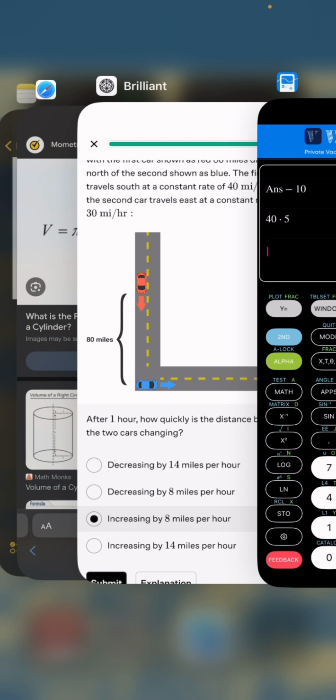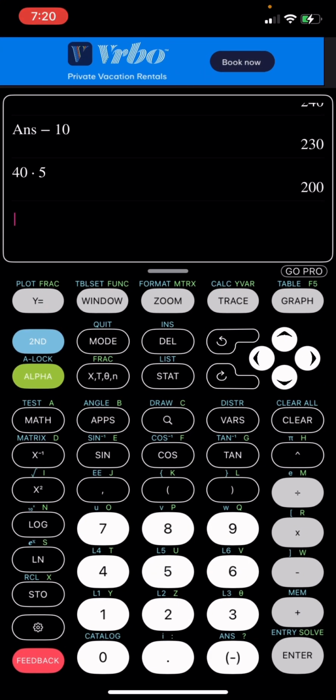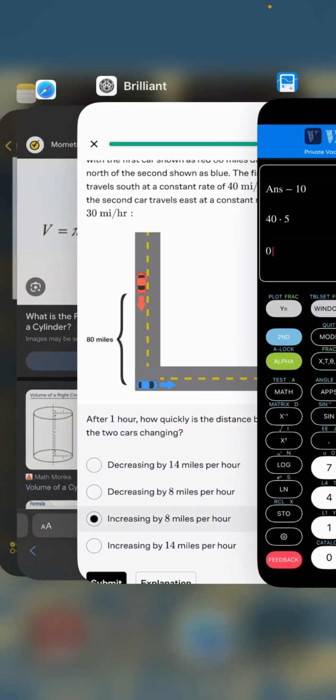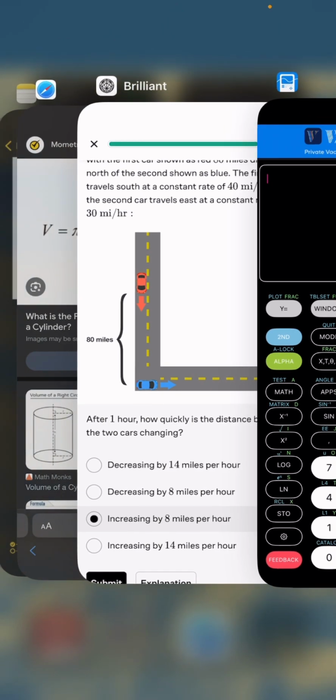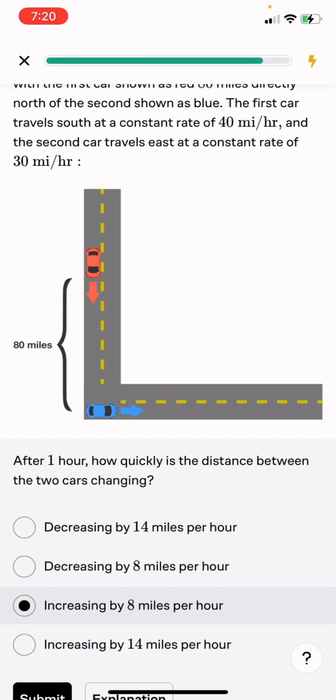And they have to be getting closer. Increasing by 8 miles per hour. After 1 hour. So, just say, so. 20.